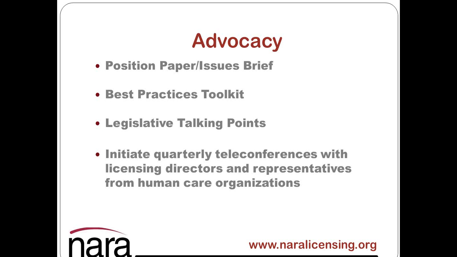And again, in terms of advocacy, how do we get those who are in power to actually move in this area? And so part of that best practice kit, and what will follow from that, is legislative talking points on how to educate those decision makers in this area.